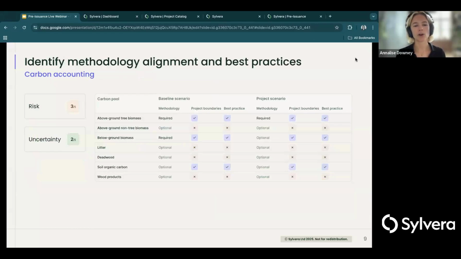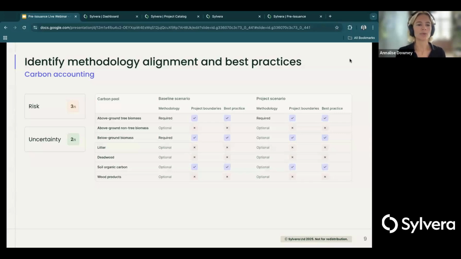Thinking about the carbon accounting module, going now more into what you can expect from the integrity assessment of these reports. For every pillar, every sub-pillar, you will see two scores. You will understand the risk score as well as the uncertainty.